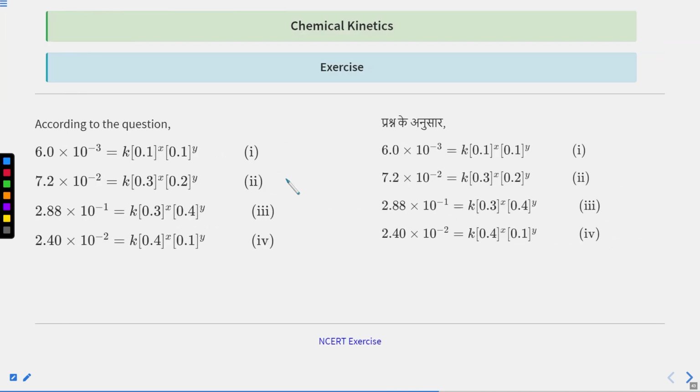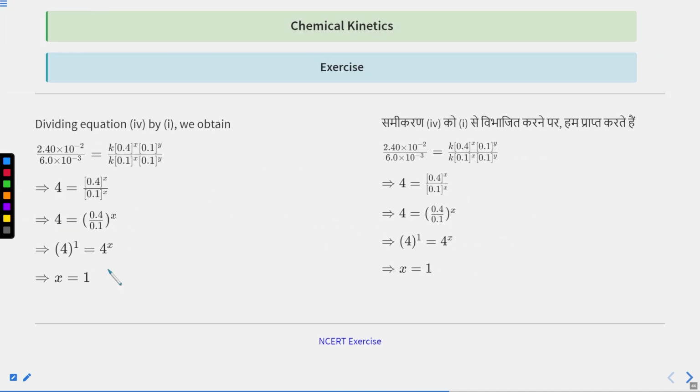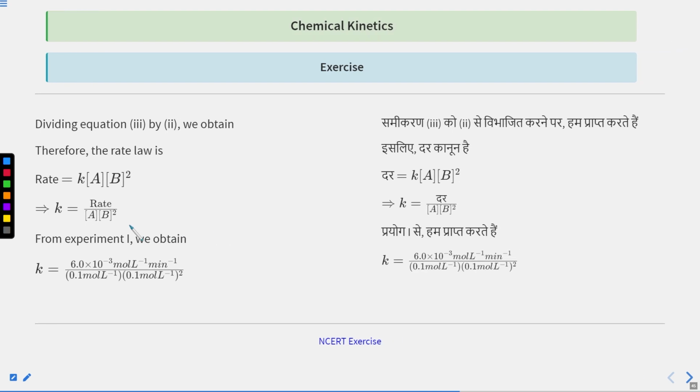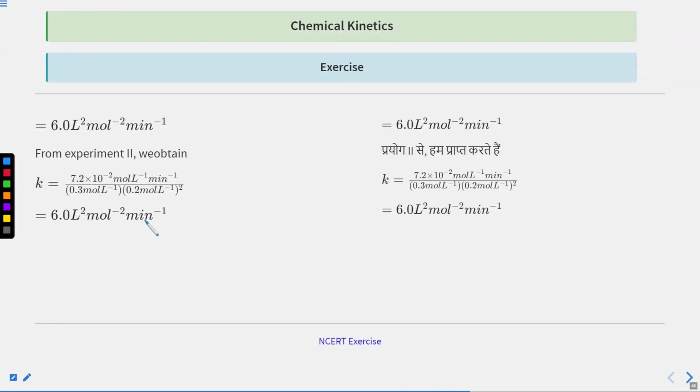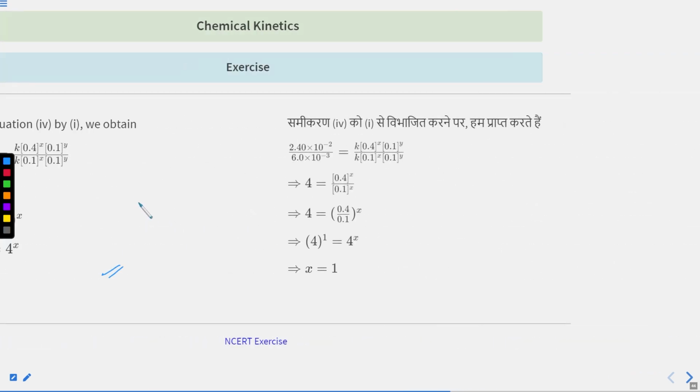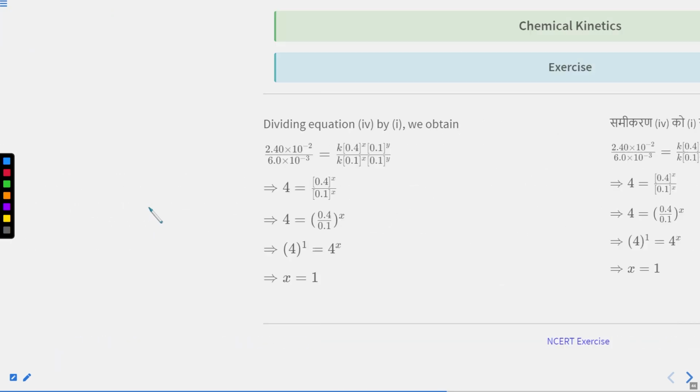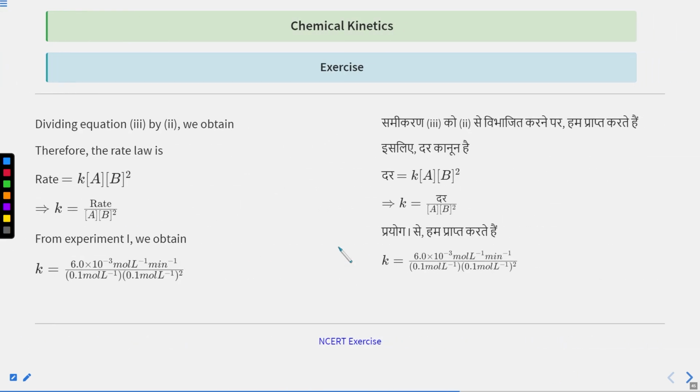They have done the same thing, written 4 equations. X is equal to 1. Y is equal to 2, I think. Okay, so they've not calculated for Y, so you will get it as 2. We have seen this.